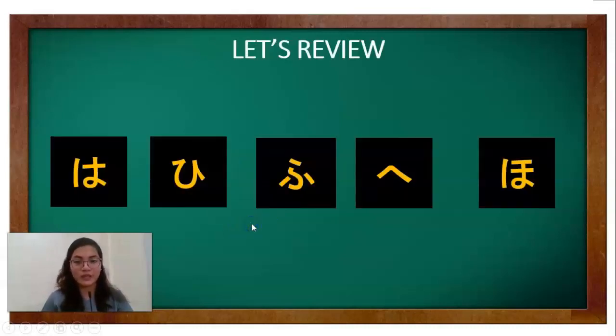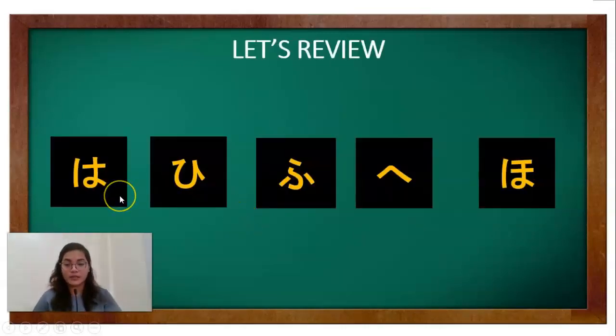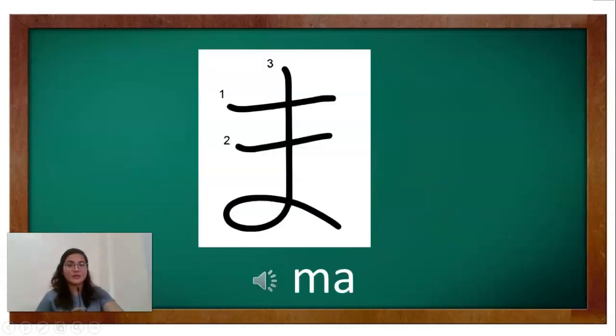Okay, now let's review the ha row. This is ha, hi, fu, he, ho. Ha, hi, fu, he, ho. Okay? Please try it by yourself. Okay, that's good.